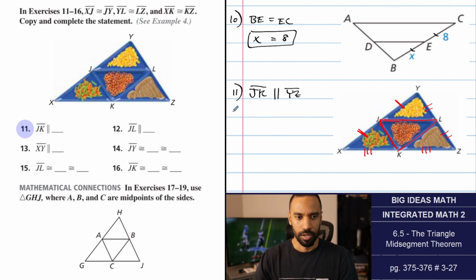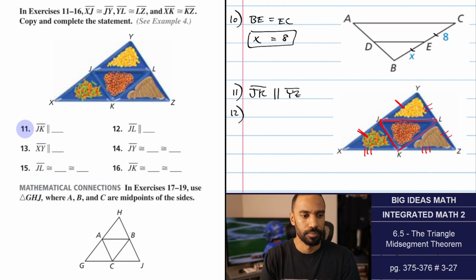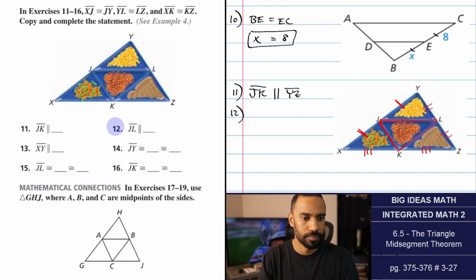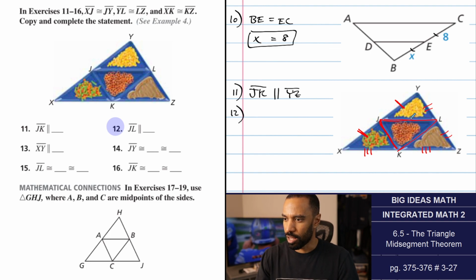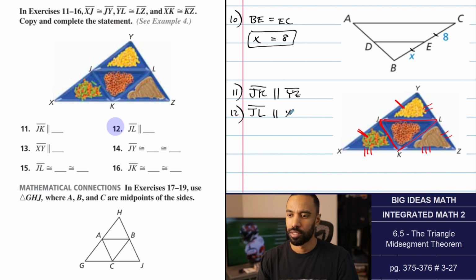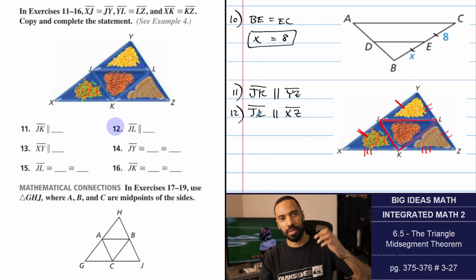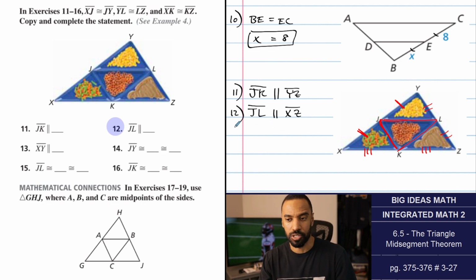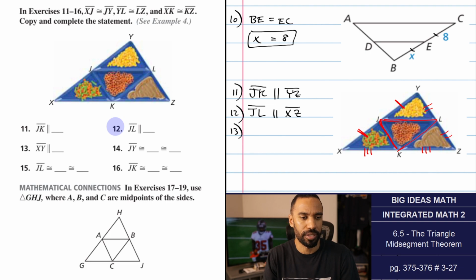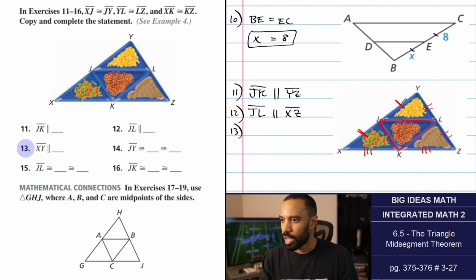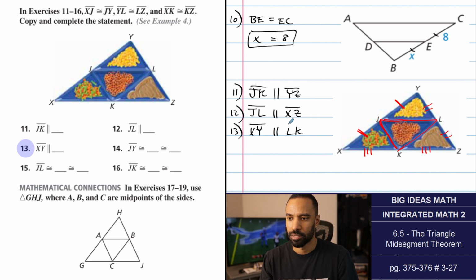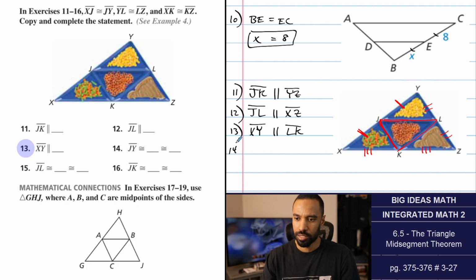Okay. Number 12, segment JL. JL is parallel to XZ. You want to name the full side of the triangle, so that way we can say midsegment and side opposite. Even though it's parallel to another segment like that, we really want to get deep into the triangle bit. Segment XY is the full side. That should be parallel to this midsegment LK. Segment XY is parallel to LK. 14.